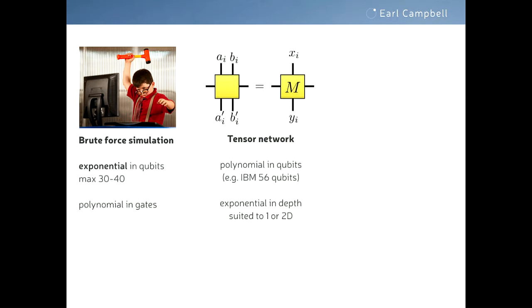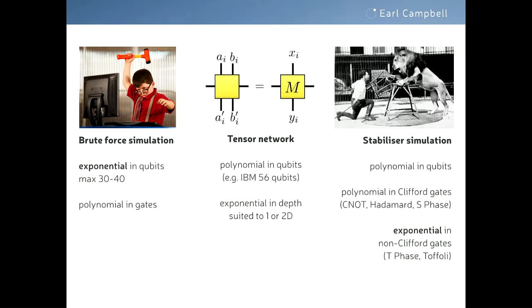The second category, which we've heard quite a bit about so far in this meeting, is tensor network approaches. Here, you have an overhead that's going to scale polynomially in the number of qubits. IBM have a recent paper where they simulate a 56-qubit device. But it's going to be exponential in the depth. And it's more suited to circuits where the depth can be understood, because a number of the layers are explicitly 1D or 2D or have some kind of locality structure.